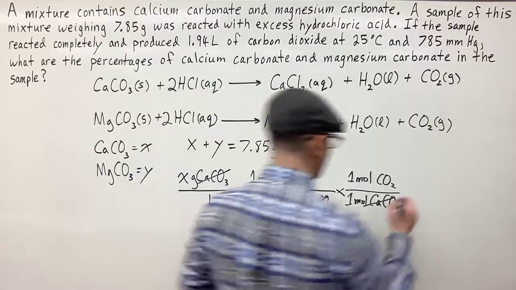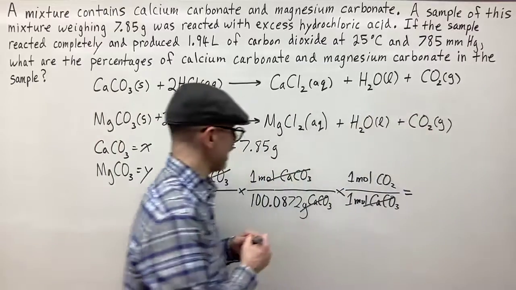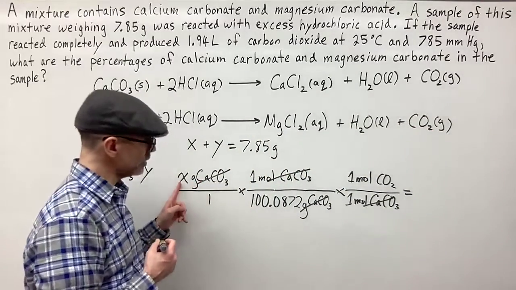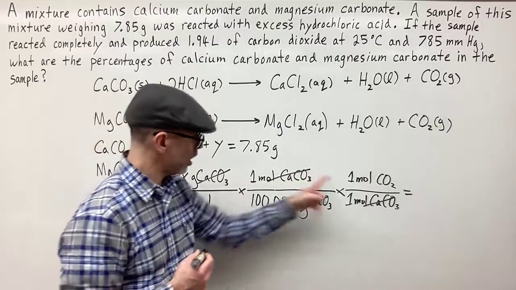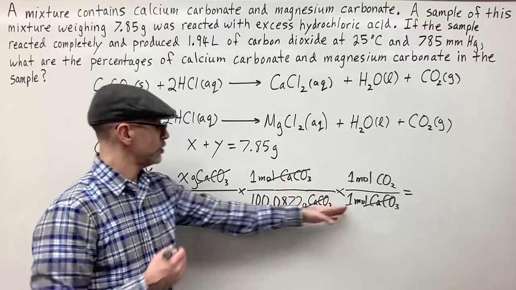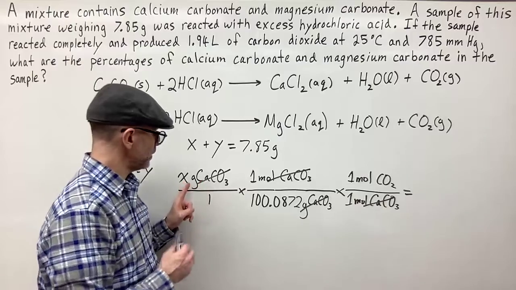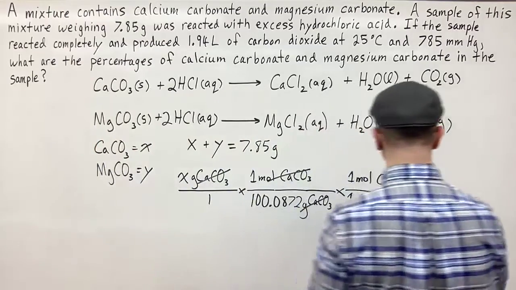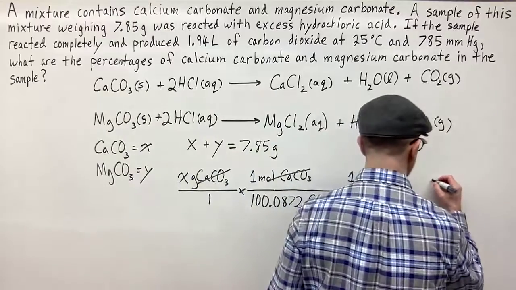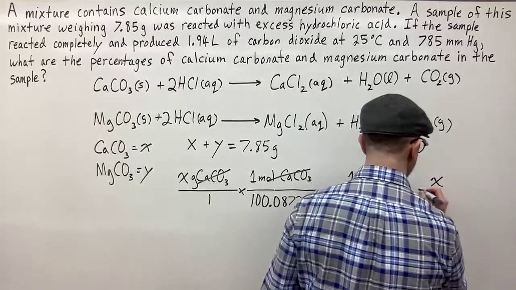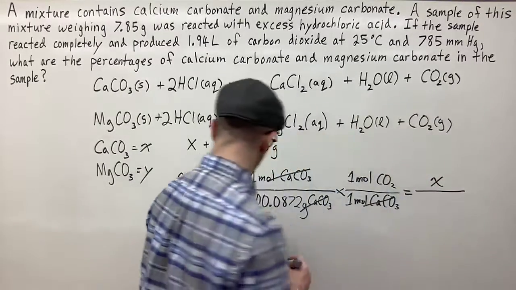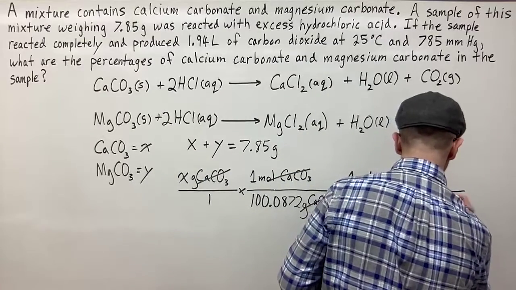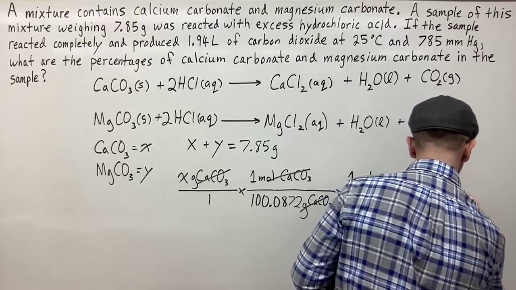And when I get that, I'm going to get an answer that's in terms of x. Don't forget I have an x here. So x is going to be multiplied by 1 divided by this. And so they're all ones. So it ends up just being x divided by this. So then the amount of carbon dioxide produced is going to be x over 100.0872.